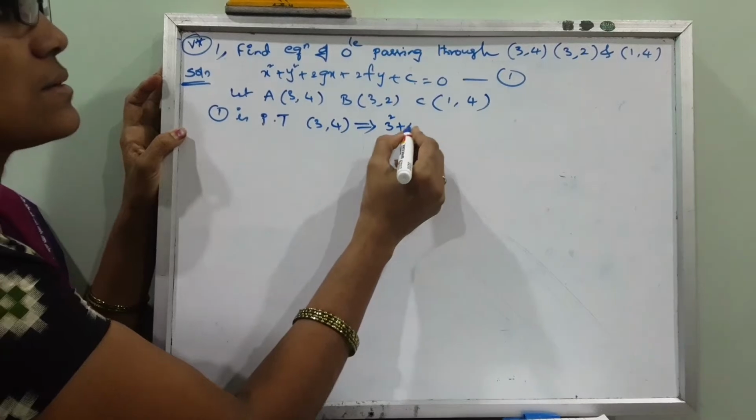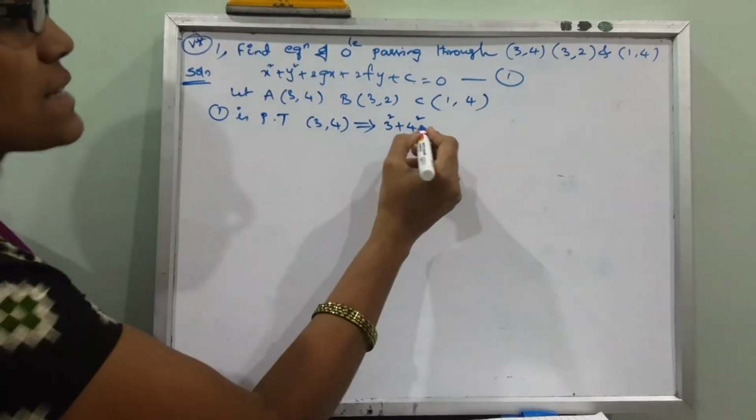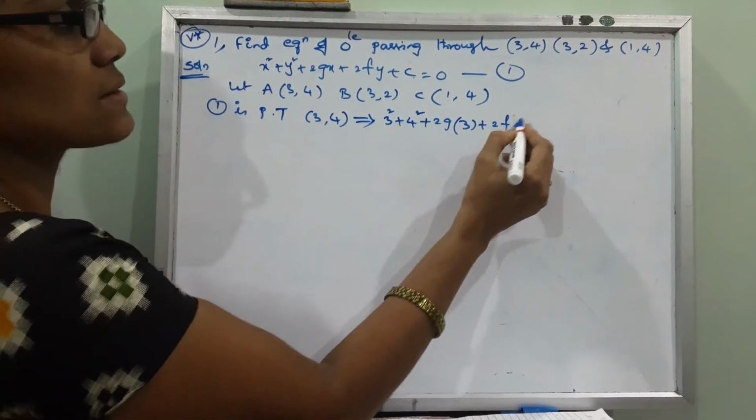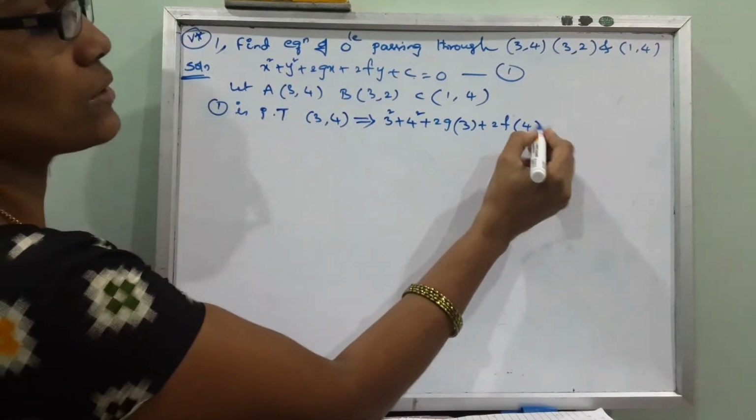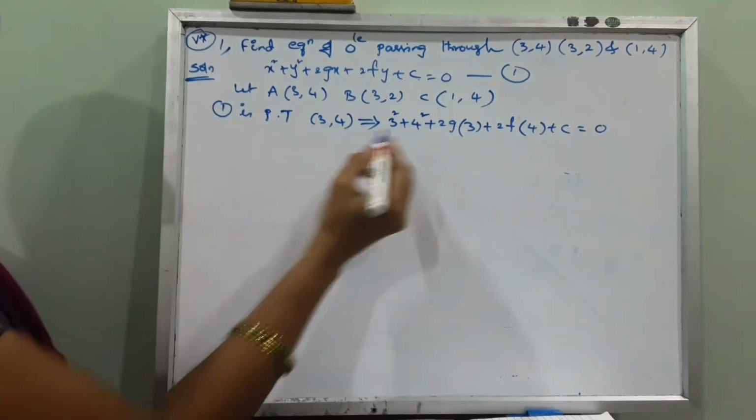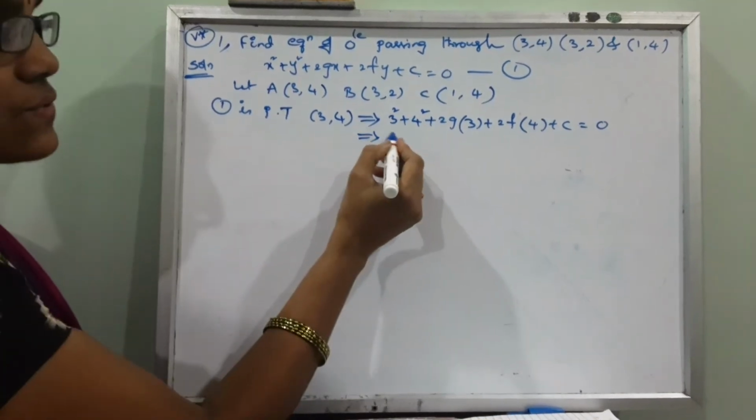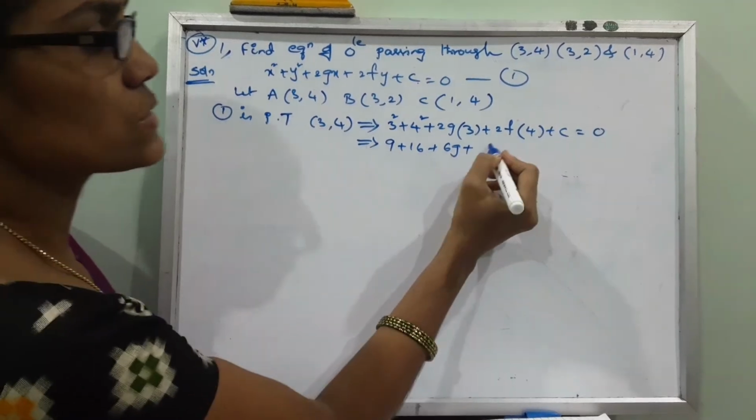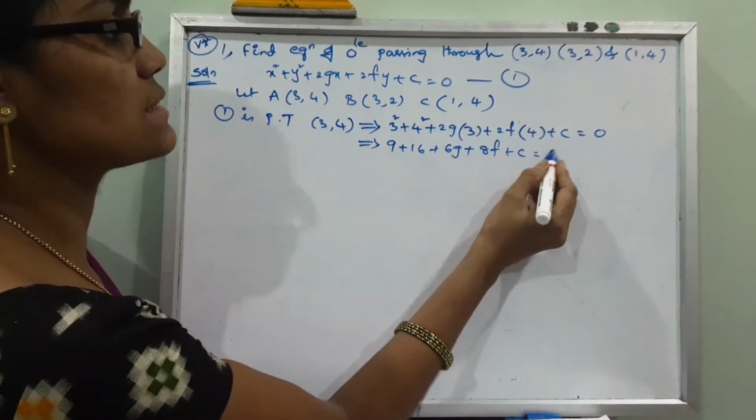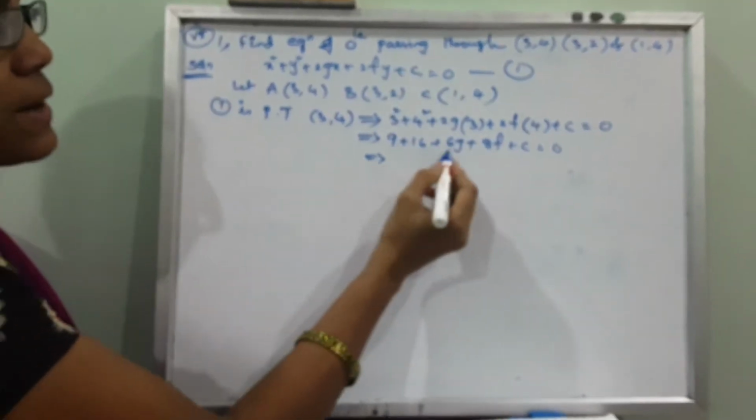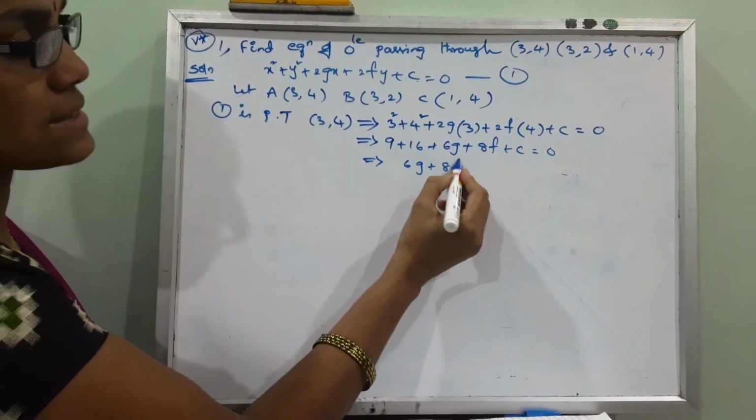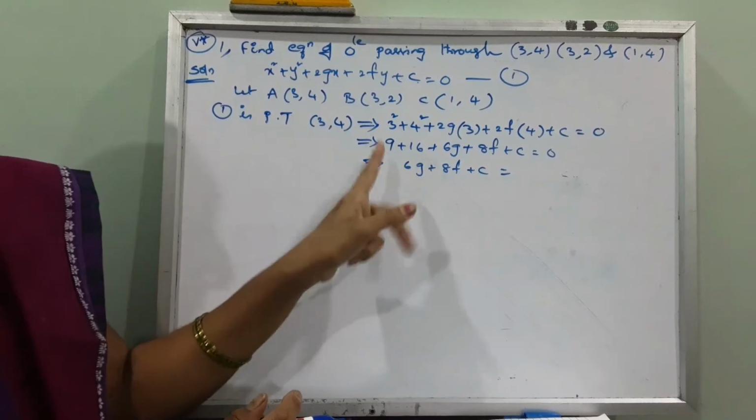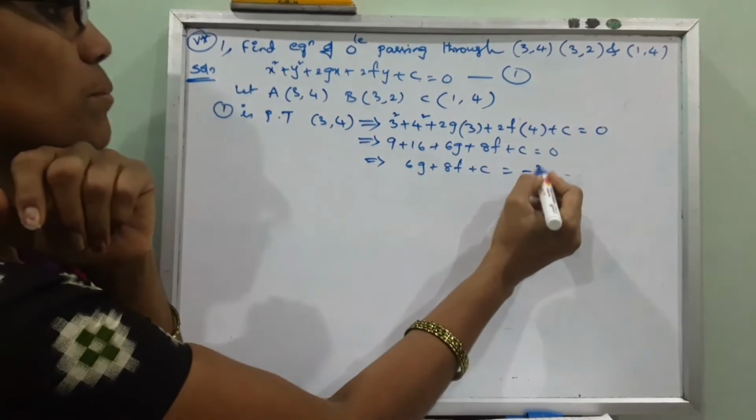Nothing but 3 square plus 4 square plus 2g into 3 plus 2f into 4 plus c is equal to 0. This implies 3 square is 9, 4 square is 16, 2 into 3 is 6g, 2 into 4 is 8f, plus c is equal to 0. So 6g plus 8f plus c is equal to, 9 plus 16 is 25, taking 25 to the other side, minus 25.